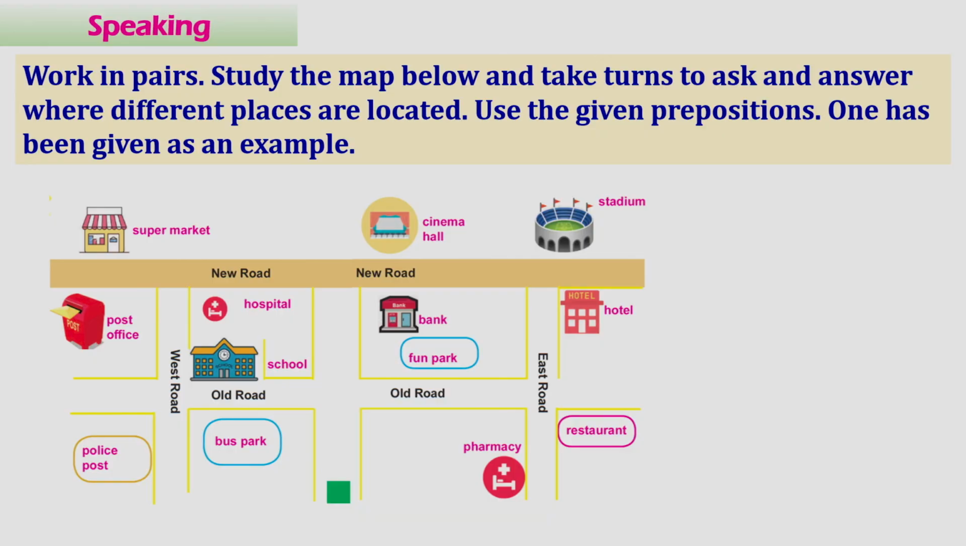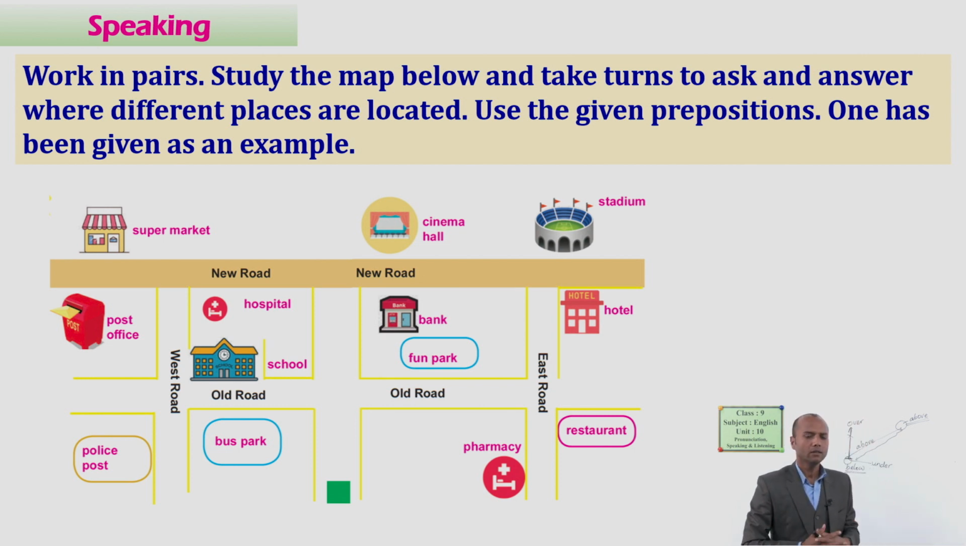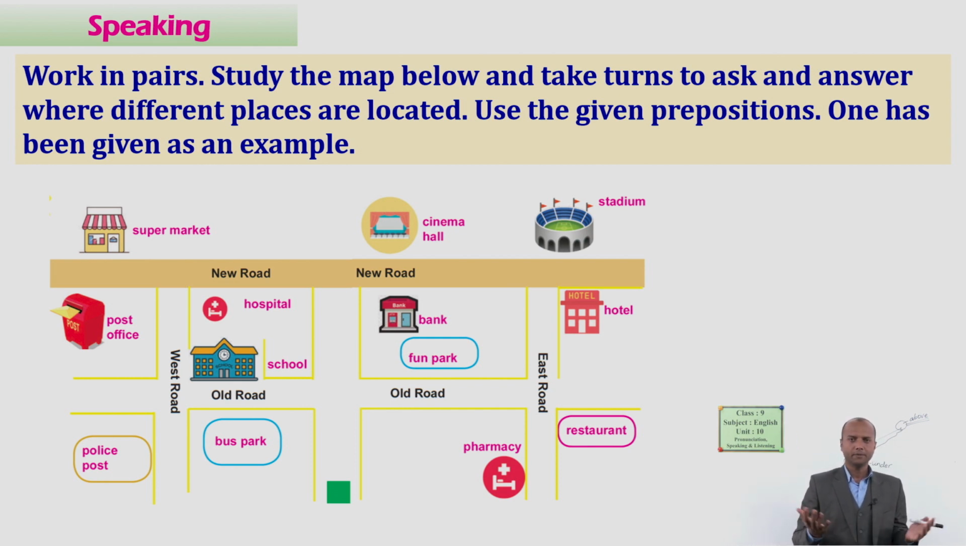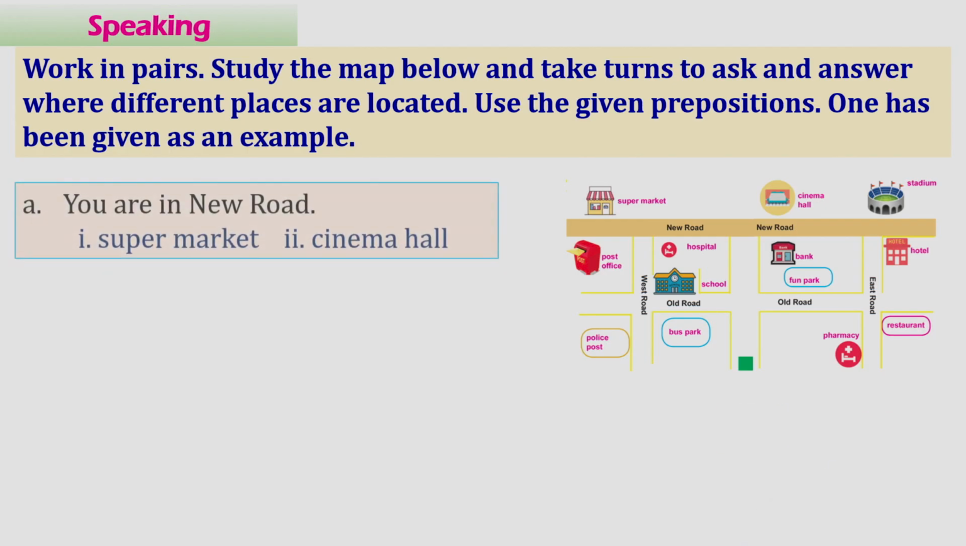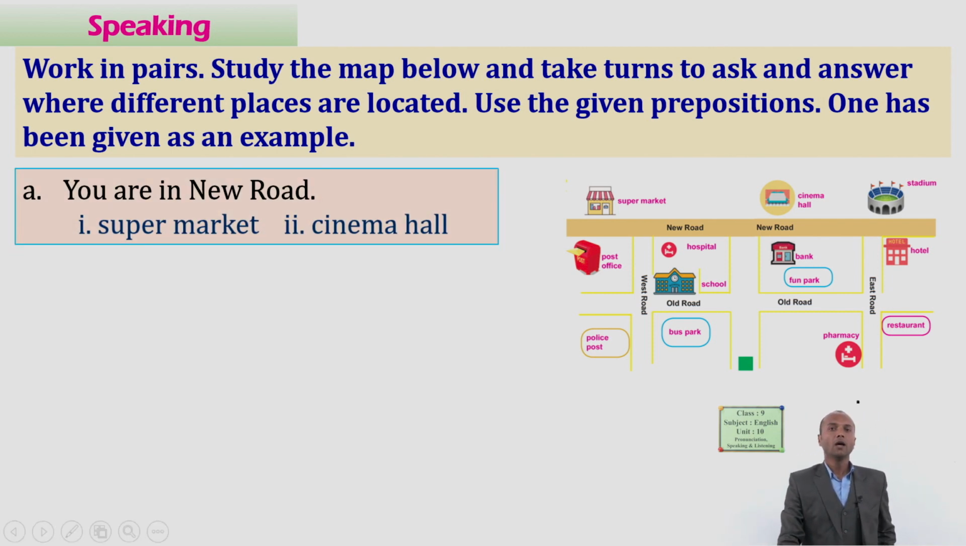It says work in pairs, study the map below and take turns to ask and answer where different places are located. Use the given prepositions. One has been given as an example, and we have already discussed the example as well, haven't we? Yes, definitely. So let's do the tasks now. The first one is, you are in New Road. If you find it difficult, let's look at this map. You can turn your book as well and see the activity there. It might be clearer to you.